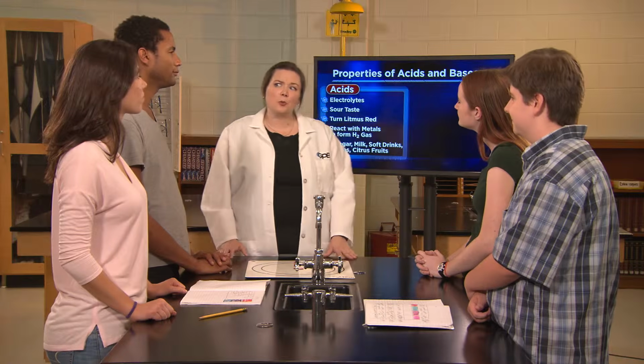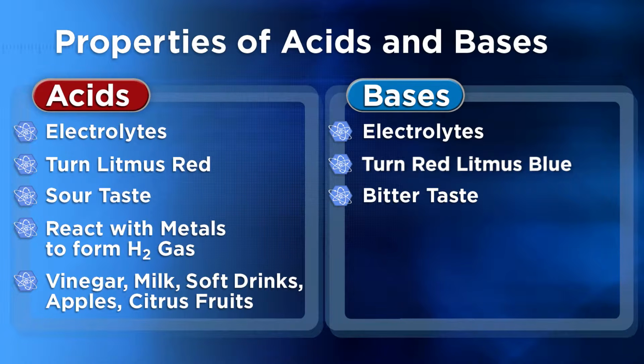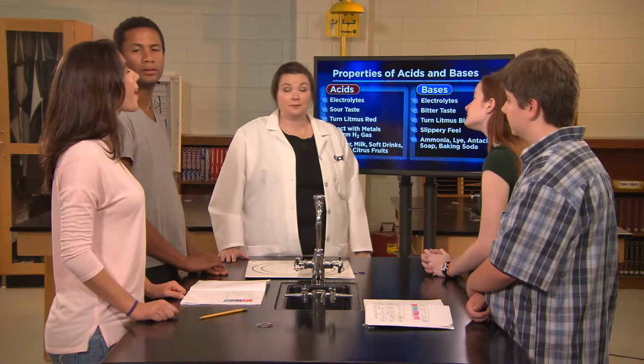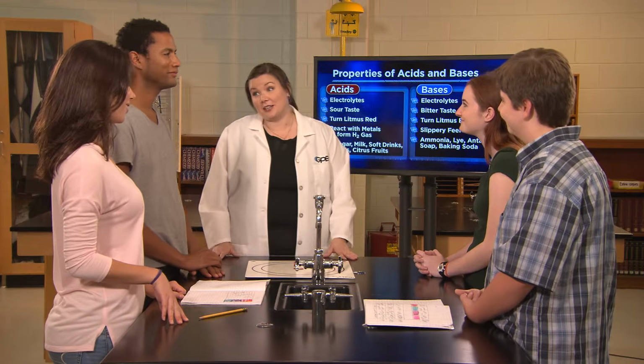So now some general properties of bases. They're also electrolytes, and as you saw, they turn red litmus blue. They have a bitter taste, and they also have a slippery feel. Some examples of bases are ammonia, lye, antacids, soap, and baking soda. Okay, so that's what makes soap so slippery. It's a base. Well, basically.